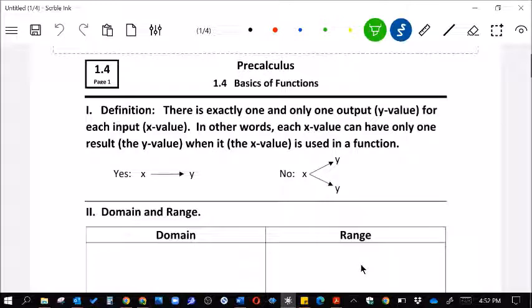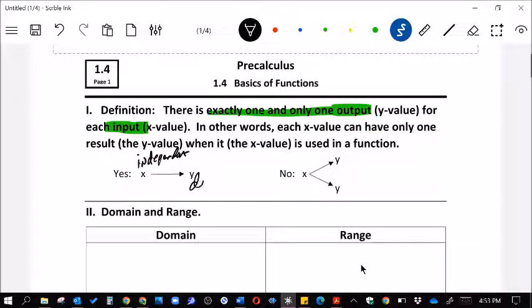The most important basic thing is to recognize and remember that there's exactly one and only one output for each input. So we think of that as the x as an independent variable, and the y is the dependent variable. And when you put x into an equation, you get only one y back when you use it in a function. If you get two y's back, then it is not a function. Okay? And we'll actually go through some examples of that.